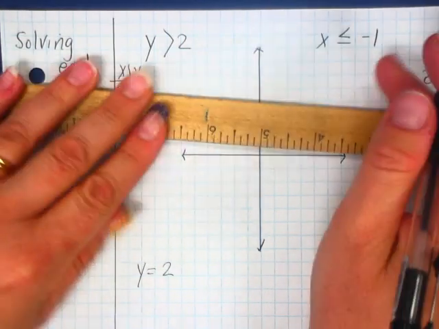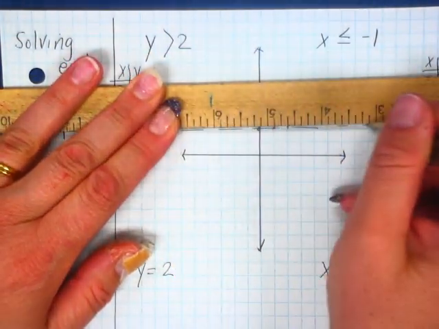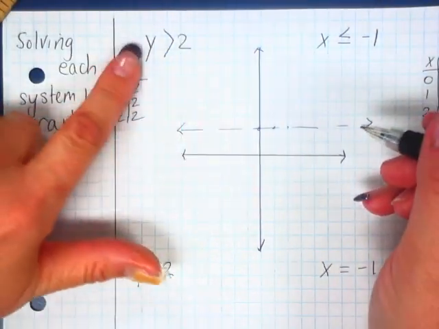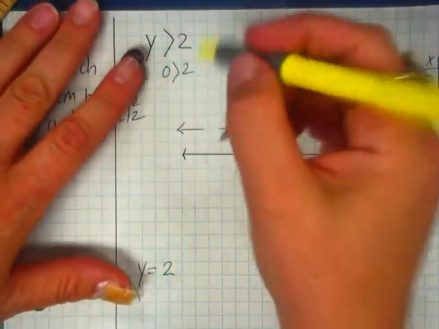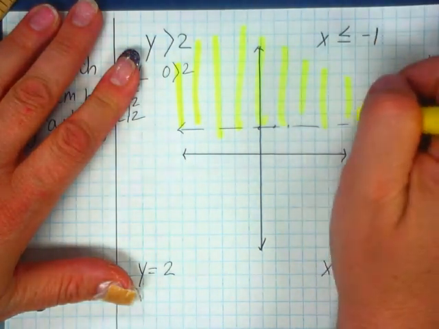No equal sign at all. So again, I'm dashing my way through. The 0 with 0 doesn't work. So if I plug it in, y is 0. 0 is not greater than 2. So that means I'm going to color in up here above the line.